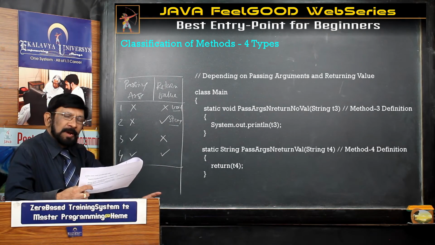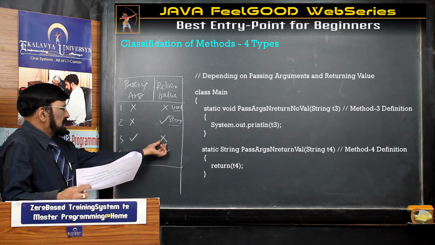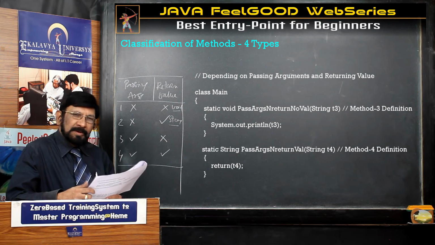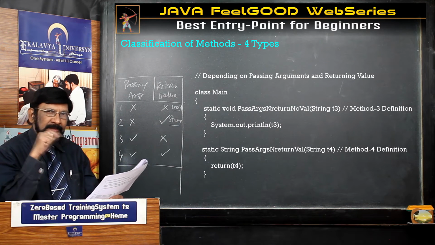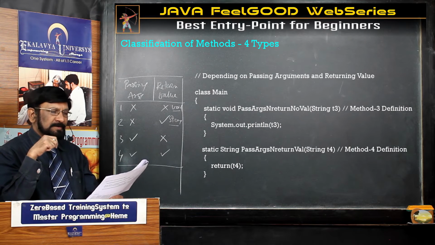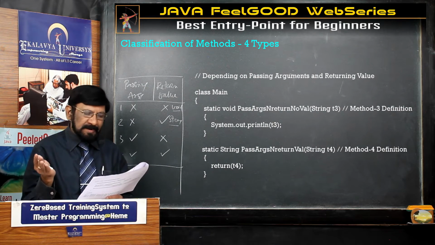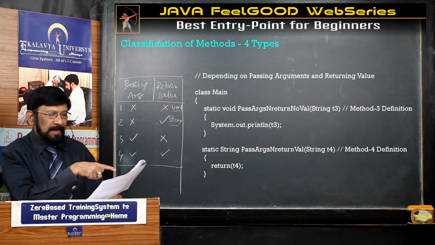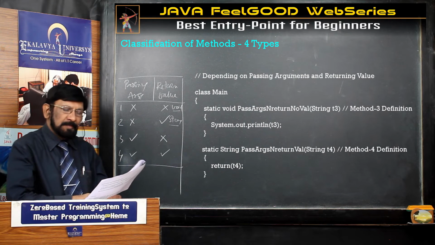In this program, I am showing the third and fourth type. The third type is this. It takes an argument but does not return anything. For taking arguments, what is the proof? String S3 I have given as an argument, that is passing arguments. But it does not have any return statement. That means it is not returning anything. And as it is not returning anything, what is the type of that? After static, what have I written? I have written void. Okay, remember that.